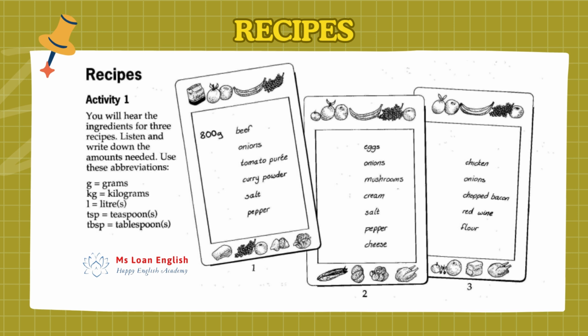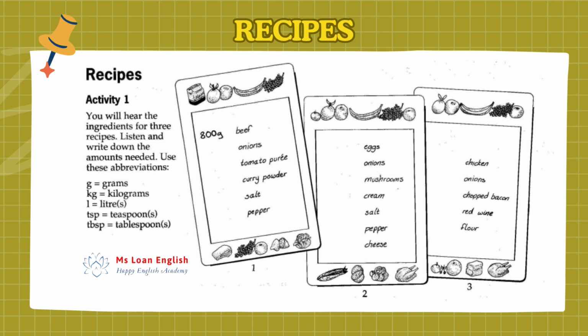2. How many eggs do I need? About half a dozen. Fine. And then what? About 200 grams of sliced onions and about 250 grams of mushrooms. Yes, and half a litre of cream. Half a teaspoon of salt and half a teaspoon of pepper. Yes. And what about the cheese? Oh, yes. It takes about 175 grams of cheese.